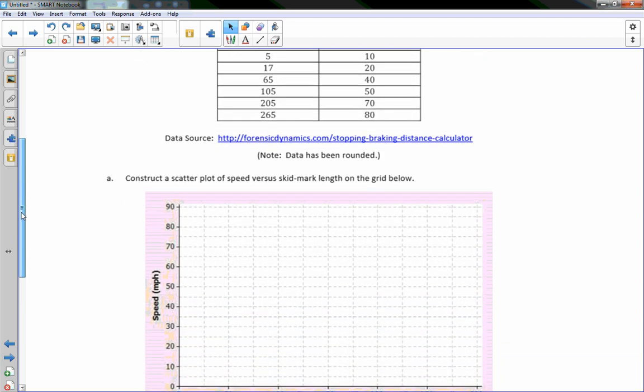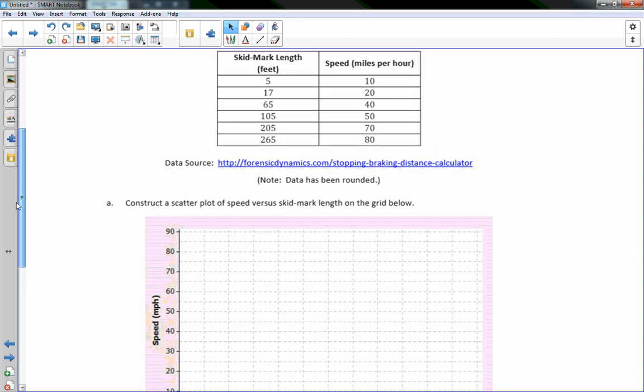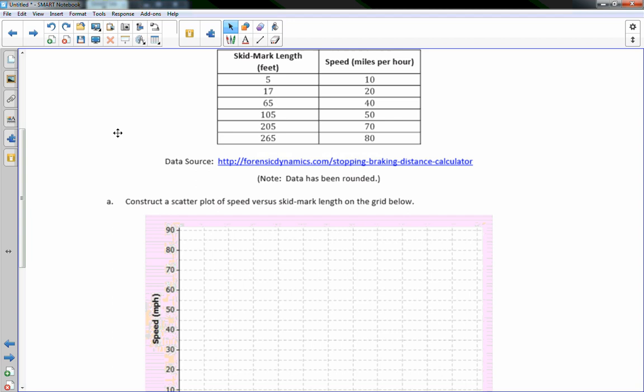So I'm going to drag this down, and it doesn't quite fit, so I'm going to have to scroll at first, but then I'll go back. Okay, so first of all, we want to construct the scatter plot. So these are my x's, my independent variables, skid marks in feet, and y is the dependent variable, and that is speed, miles per hour.